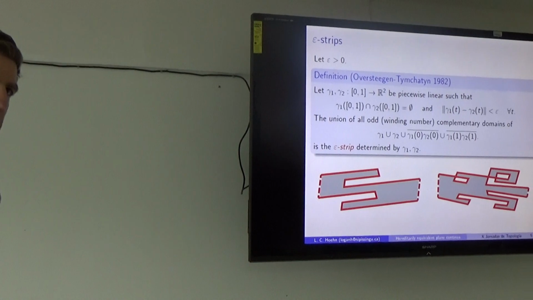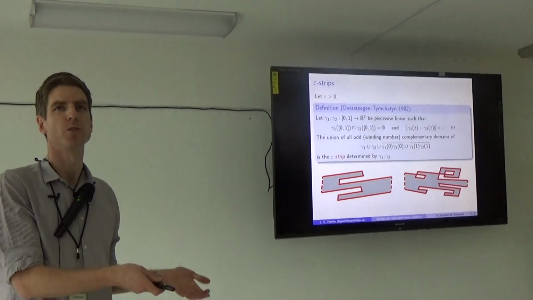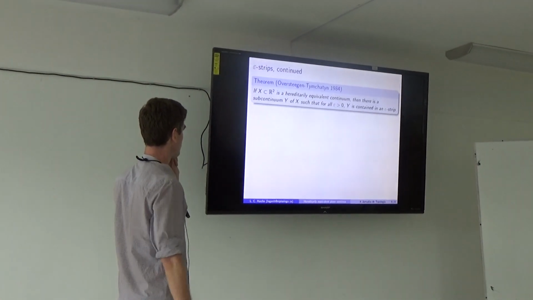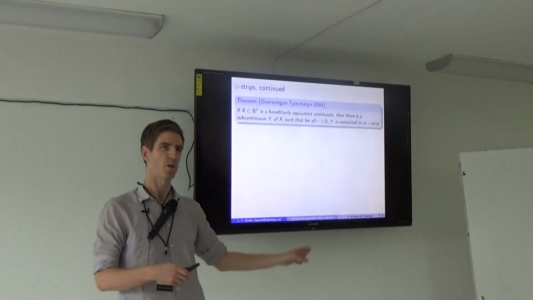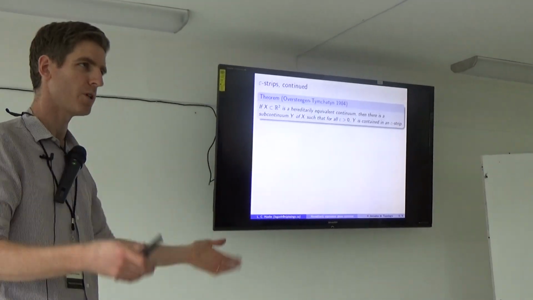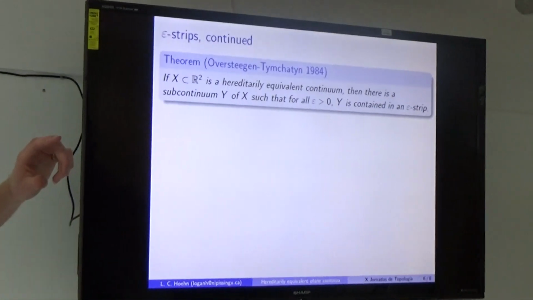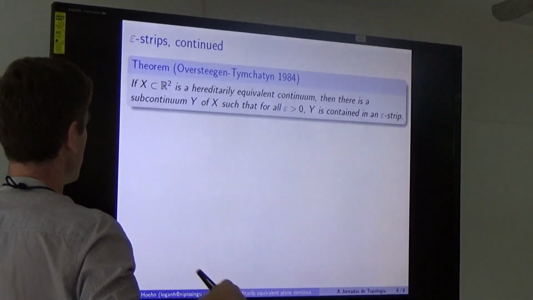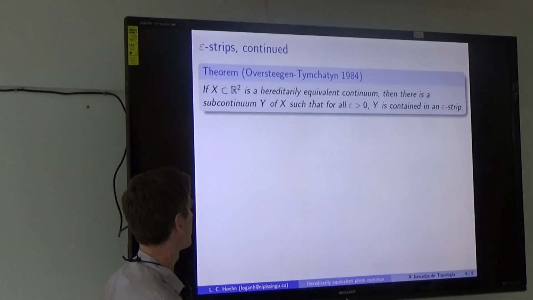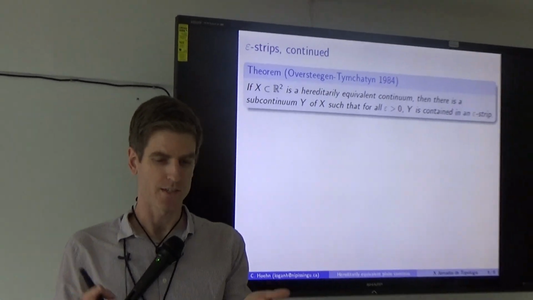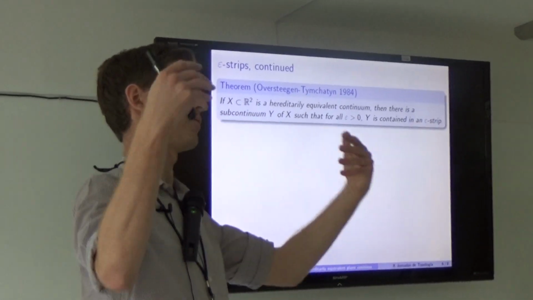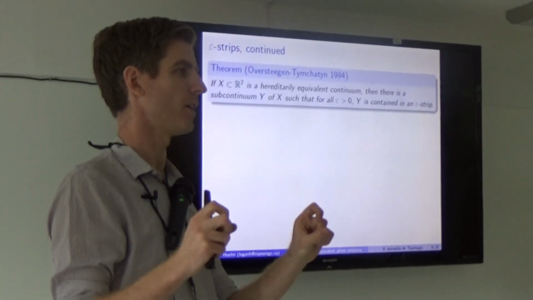Okay, so this is the main tool in this study that has something to do with the plane. Oversteegen and Tymchatyn proved, in the same series of papers where they introduced this, that any hereditarily equivalent continuum in the plane can be embedded in the plane so that it is in the nested intersection of a sequence of epsilon strips where epsilon is going down to 0. Precisely, the statement is: if you have a hereditarily equivalent continuum X in the plane, then it has a subcontinuum Y such that for every epsilon, Y is contained in an epsilon strip.